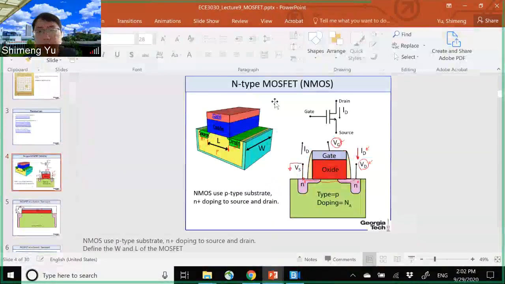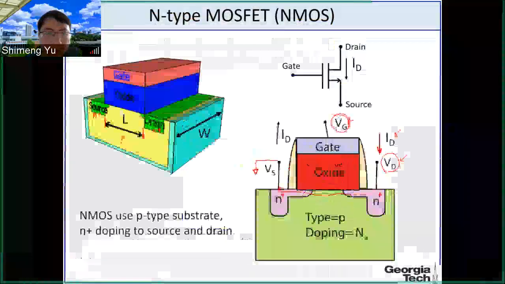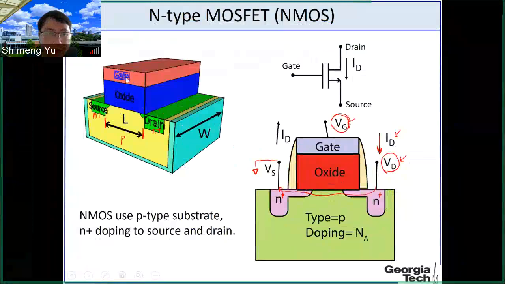So we use NMOS as an example here, and we have the physical structure of NMOS shown here. The substrate is P-type silicon, and source and drain are N-type doping. And the oxide is an insulator to separate the gate and the substrate. The circuit symbol for the NMOS is shown here, where we show 3 terminals.